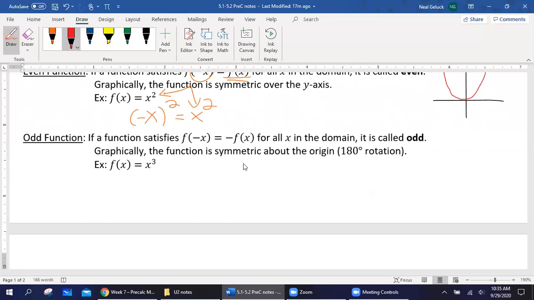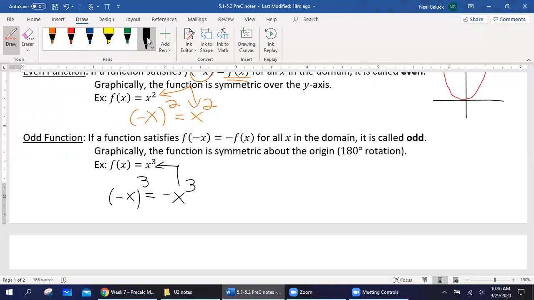An odd function says that if I replace x with a negative, what comes out is the negative of the original function. So with the example here, x cubed is a very simple example of an odd function. If I replace it with a -x, that is saying -x cubed. I got the negative of the original function.